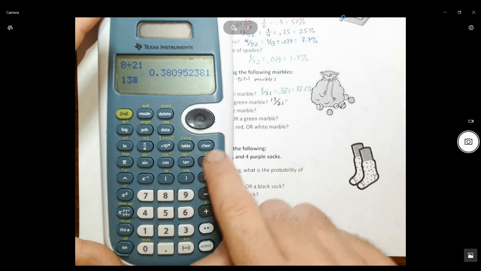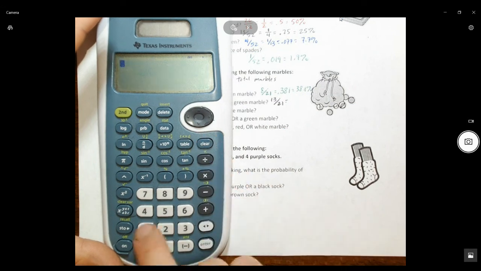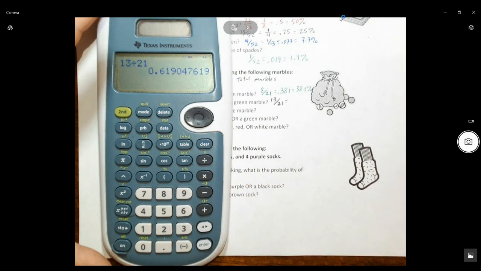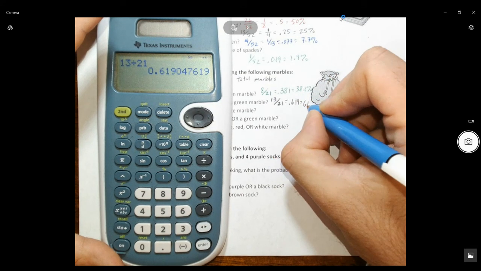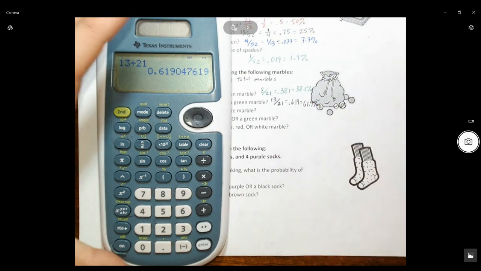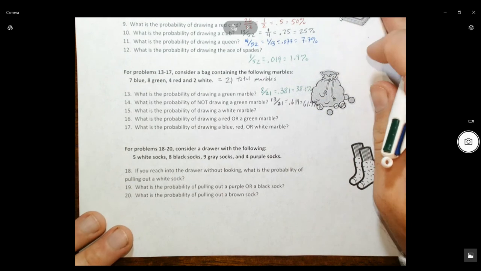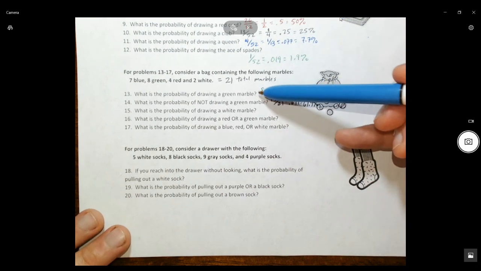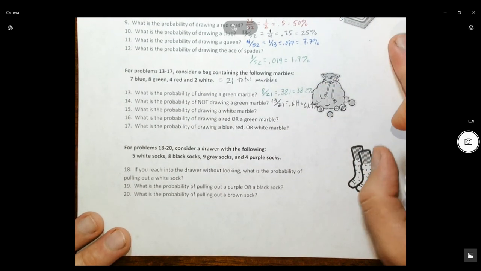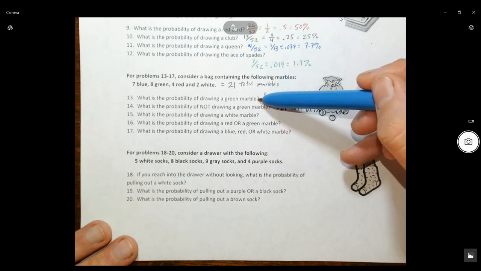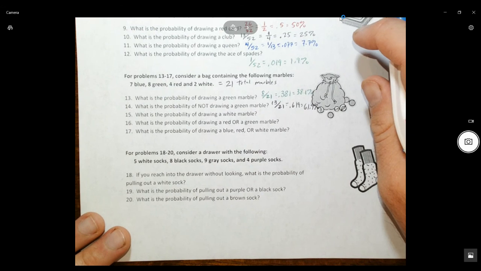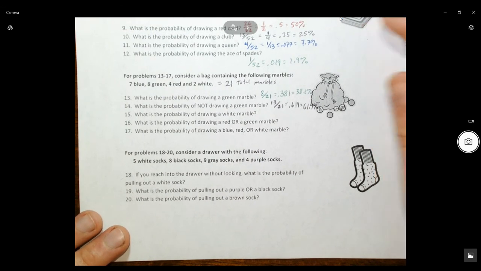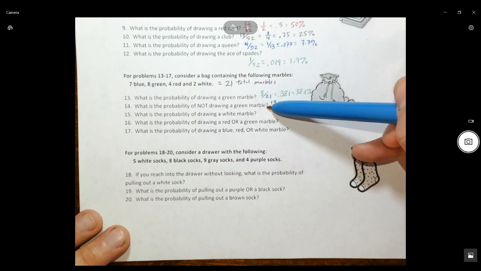Alright, 13. Let's clear out here. 13 divided by 21 will get you 0.619, which is 61.9%. Okay, if you look at those last two questions, this is an example of something we call complements. So what that means is that between these two cases, everything in our bag of marbles is covered. Okay, so I have the probability of drawing a green marble and then not drawing a green marble.